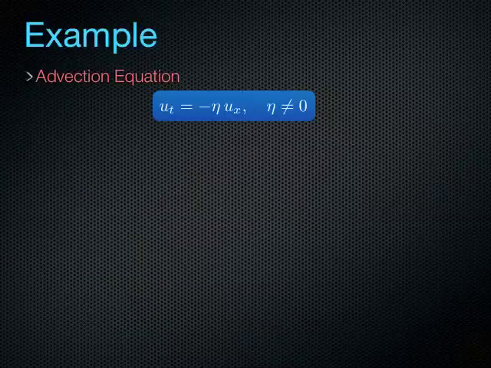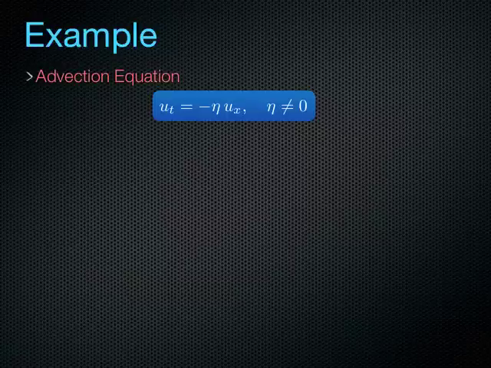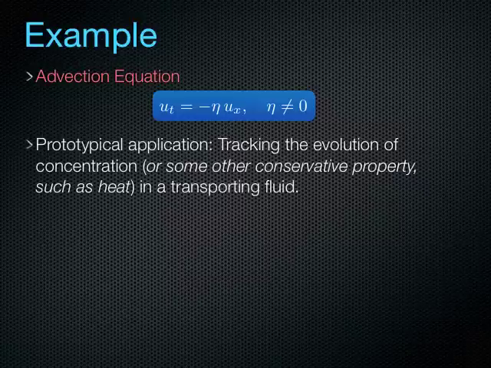So here's an example PDE. This is the advection equation, which we have seen before. It is partial of u with respect to t equals negative eta times the partial of u with respect to x. It describes, for example, the evolution of the concentration of a chemical in a transporting liquid, or evolution of some other conservative property such as heat in a heat conducting domain.